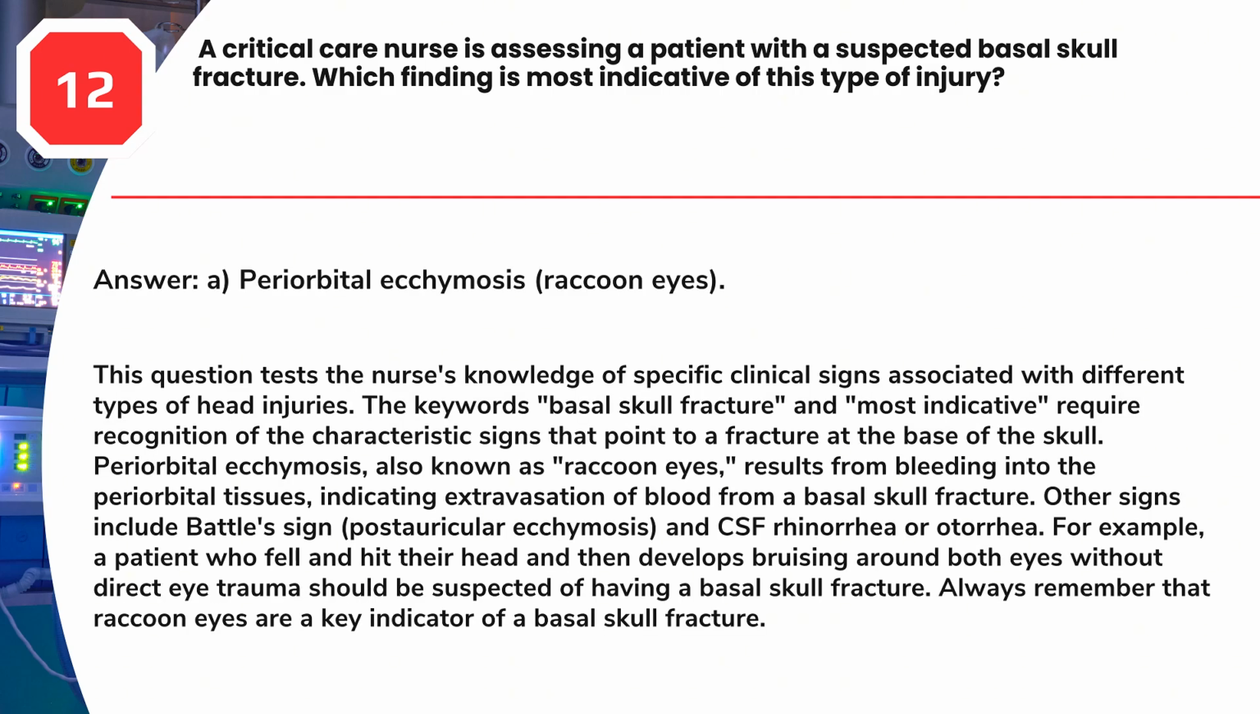Answer A. Periorbital ecchymosis, raccoon eyes. This question tests the nurse's knowledge of specific clinical signs associated with different types of head injuries. The keywords basal skull fracture and most indicative require recognition of the characteristic signs that point to a fracture at the base of the skull. Periorbital ecchymosis, also known as raccoon eyes, results from bleeding into the periorbital tissues, indicating extravasation of blood from a basal skull fracture. Other signs include Battle's sign, postauricular ecchymosis, and CSF rhinorrhea or otorrhea.